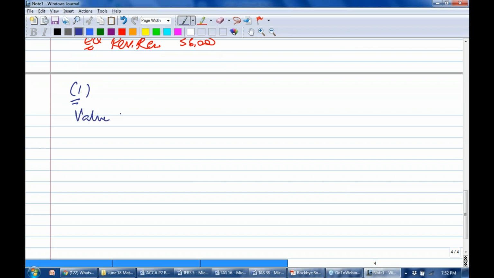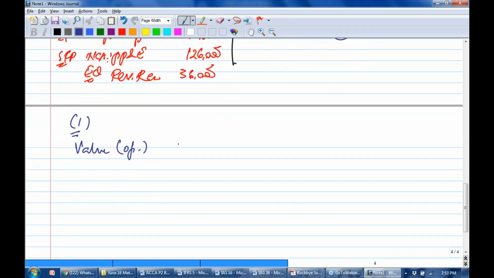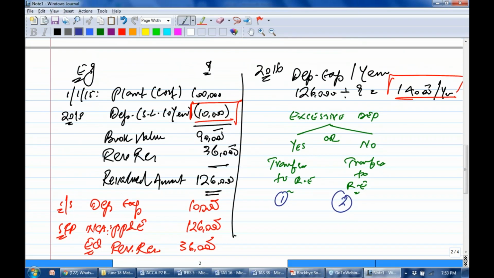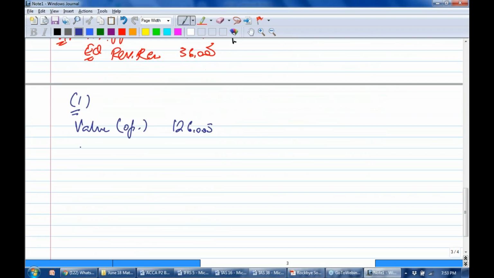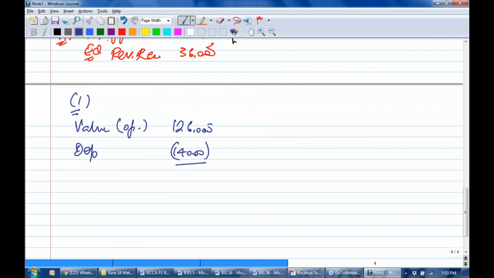So the opening value was 126,000. Yes means transfer to depreciation, or transfer to revaluation reserve. Minus 14,000. For example, the value of property has not changed substantially. Now the value that should be reported of the property, plant and equipment is 126 minus 14, that is 112.